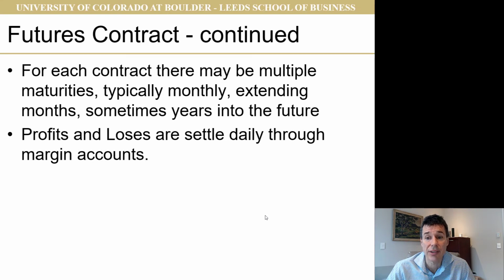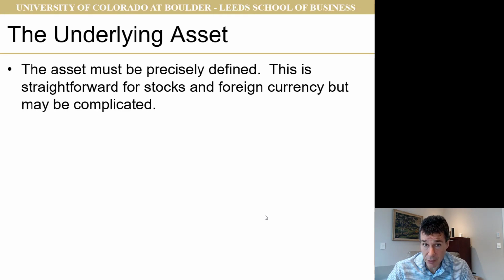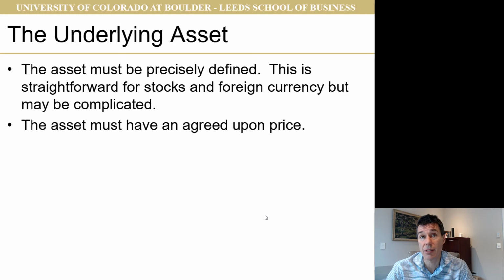Profit and loss is settled daily through margin accounts, sometimes more than daily, right? It'll be settled almost immediately through margin accounts. The underlying asset has to be very precisely defined. So it's easy when we're thinking about foreign exchange, right? British pounds are all just the same. Tesla shares are all Tesla shares. But for other things, it might be very complicated, right? So you and I just think of crude oil and we just think of this stuff. Crude oil is a fairly complex product, and the futures contract for crude oil is going to be very precise about what kind of crude oil can be delivered.